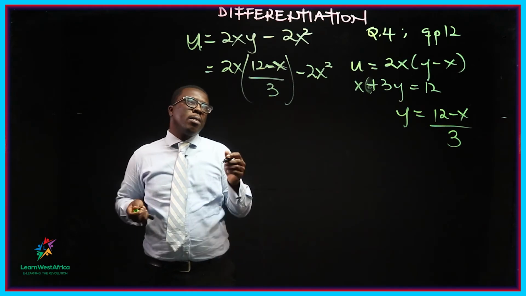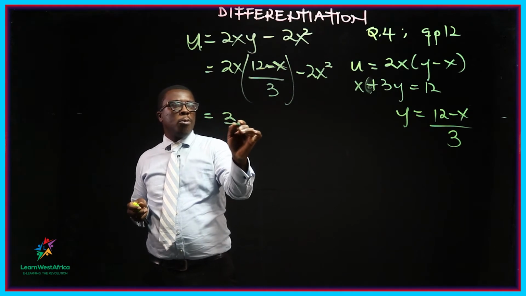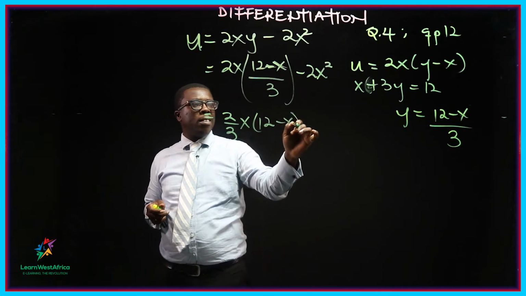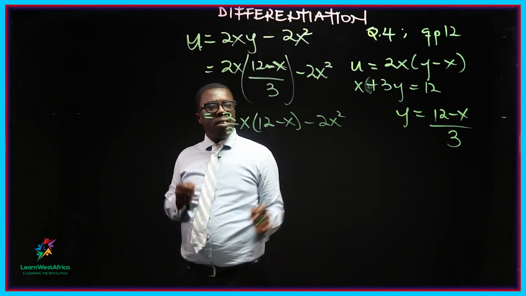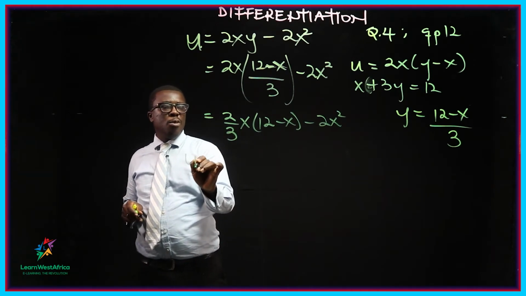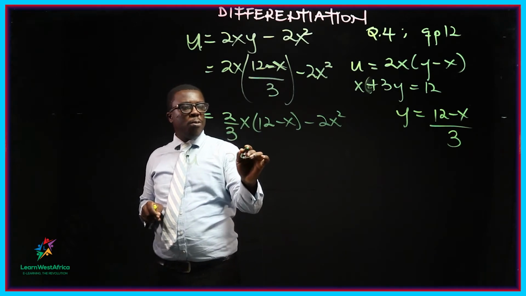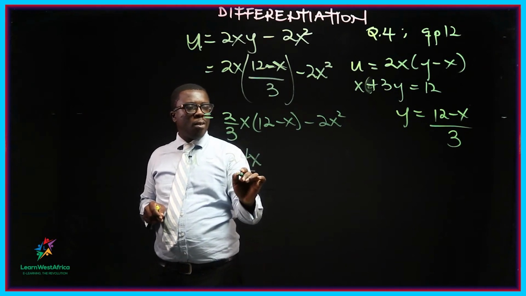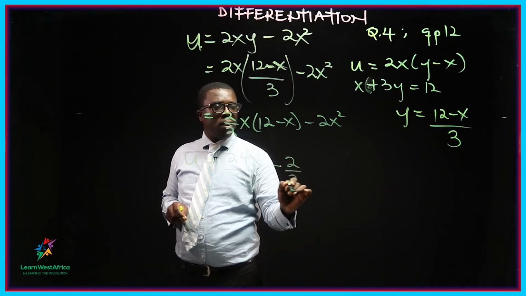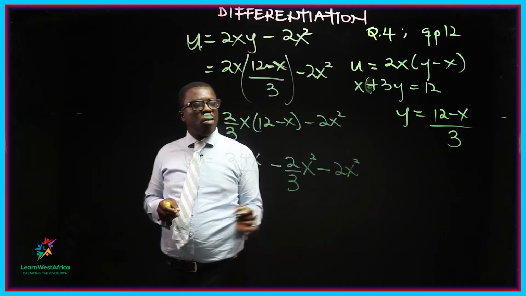Okay, so what happens? Let's try and expand this. We are going to get 2 over 3 x into brackets 12 minus x, minus 2x squared. Okay, so we'll just take our time and deal with it. We are going to have our u being equal to 24x over 3 minus 2 over 3 x squared minus 2x squared.